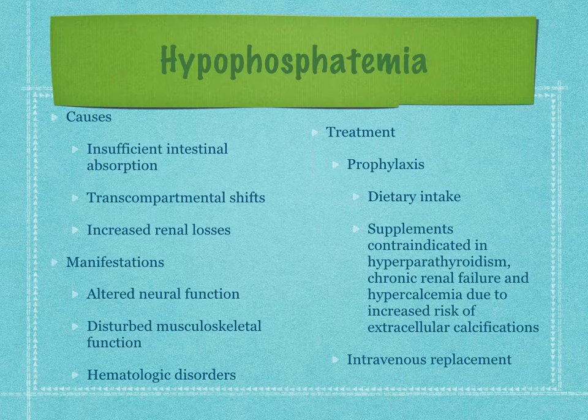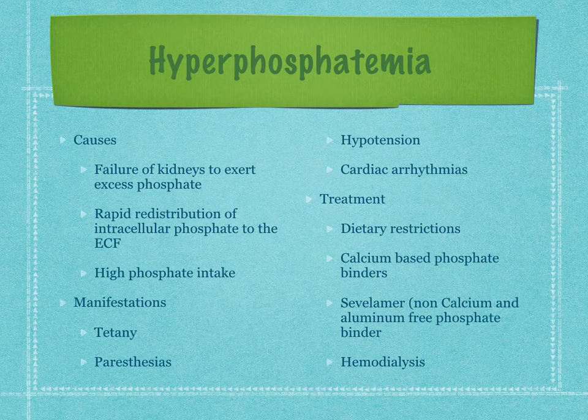So in other words, what this means is if you have any of these disease states, it will cause calcifications out in the tissues. If hypophosphatemia is severe, we may give intravenous replacements. Hyperphosphatemia is caused by failure of the kidneys to excrete excess phosphate. There's a rapid redistribution of intracellular phosphate into the extracellular area, or high phosphate intake.